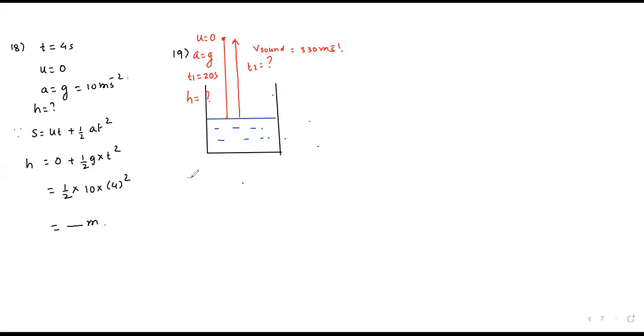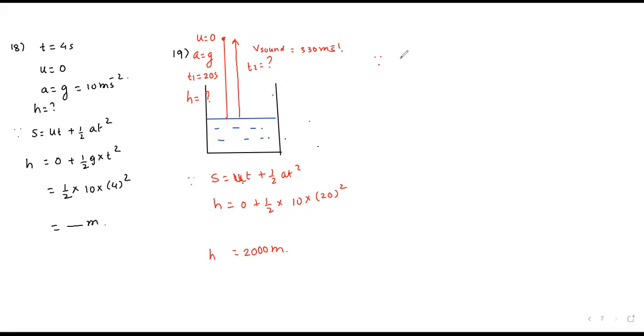First of all, I will use this formula: s is equal to ut plus half at squared. This is h is equal to 0 plus half into 9.8 into 20 the whole square. I think g ka value is given as 10, so to use g as 10. So if I substitute this value, h comes up to be 2000 meters. It is 2000 meters.